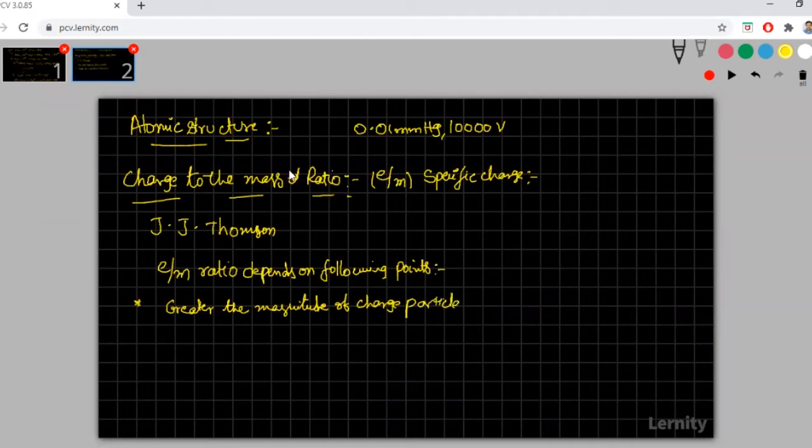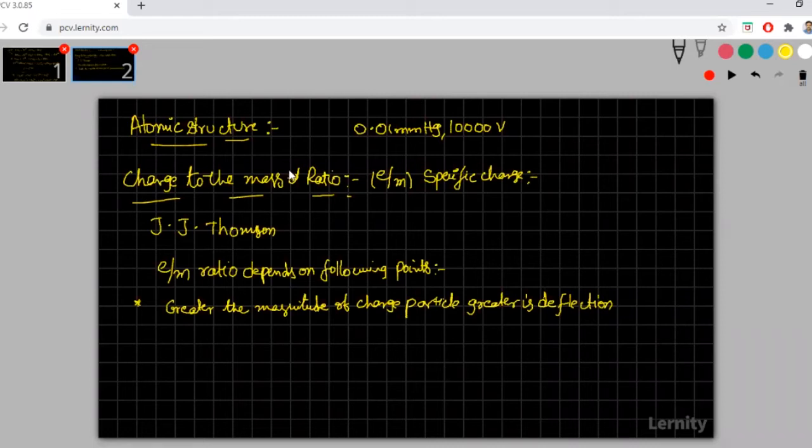So greater the magnitude of charge of the particle, greater is the deflection. When they move in electric and magnetic fields, the deflection will be more if the magnitude of the charge of the particle is more. Okay.